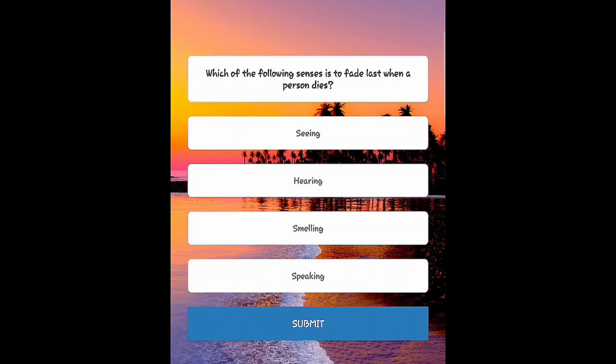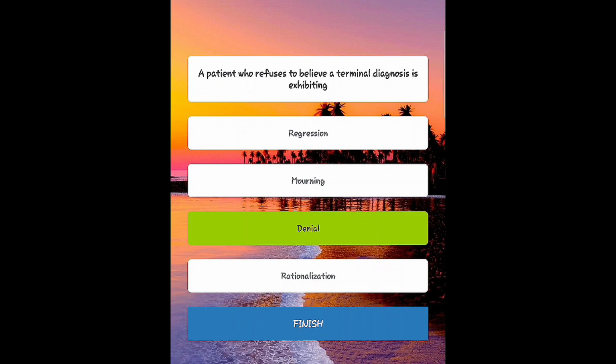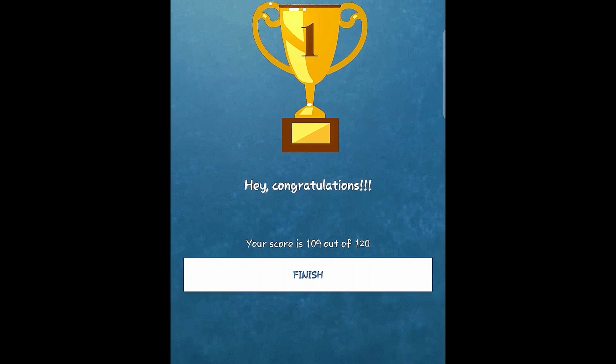Which of the following senses is to fade last when a person dies? Of course, it's hearing. Patient says, I hate cancer. Why did God give it to me? Which stage of grief is this? That is anger. Now, the final question says, a patient who refuses to believe a terminal diagnosis is exhibiting denial. Yes, and that's it. We scored 109 out of 120 questions.